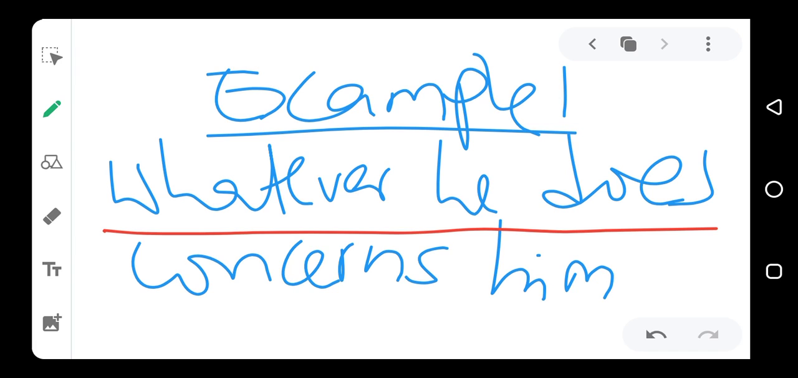Now, the role that this group of words plays in this sentence is a subject. It plays the subject of the verb concerns. Following the SVO order, the subject, whatever he does, then concerns is a verb, and then this one is the object. So it is acting as the subject of the verb concerns.